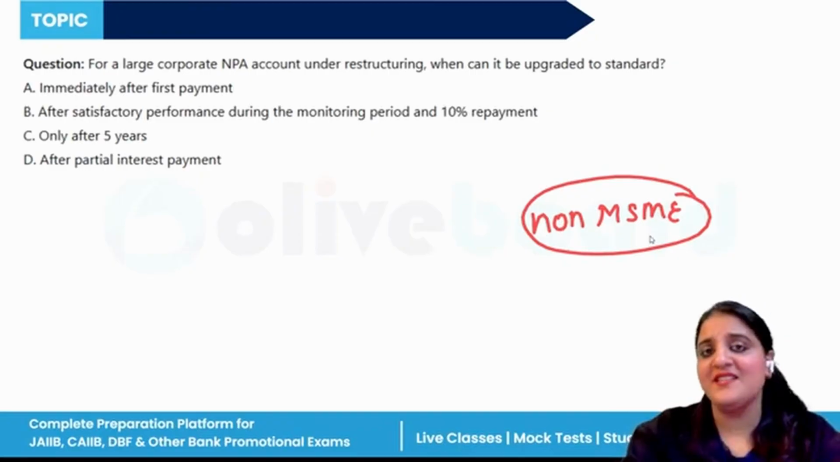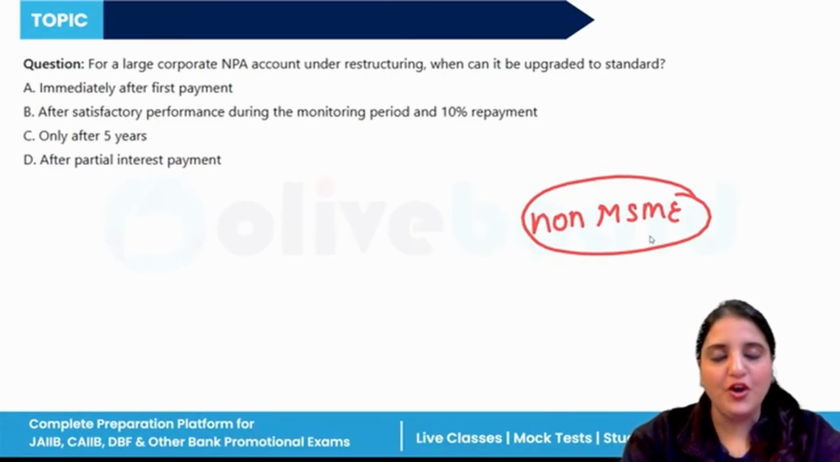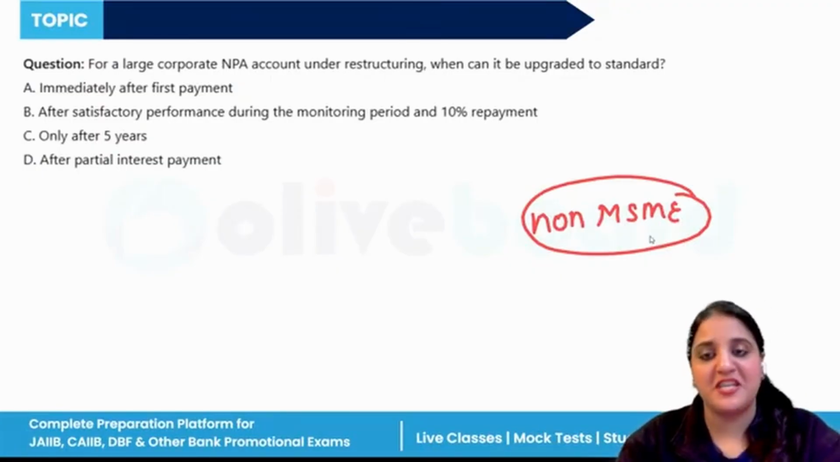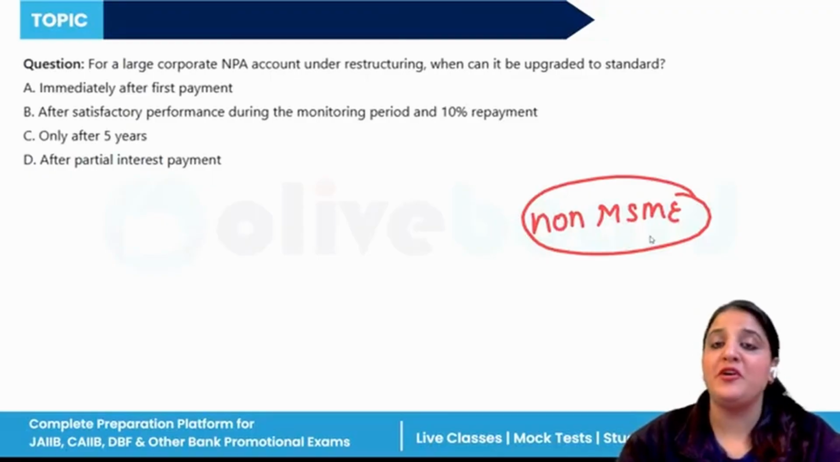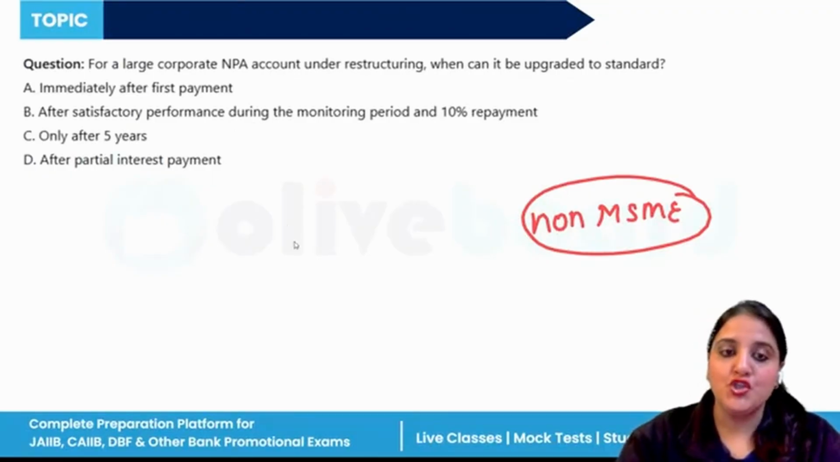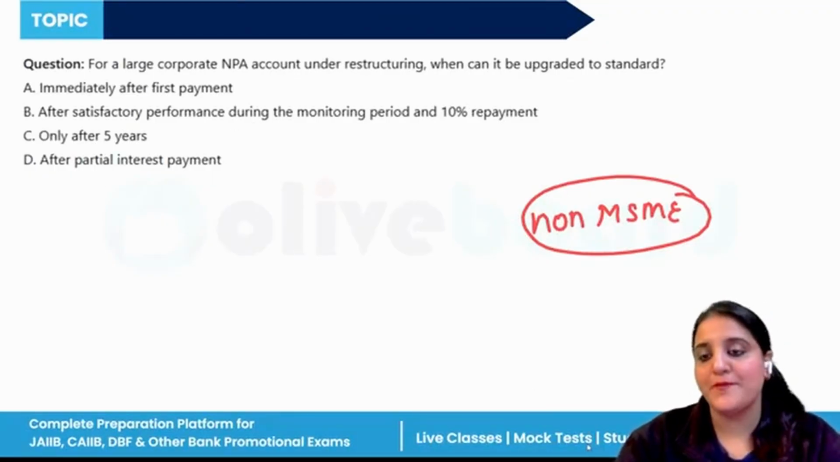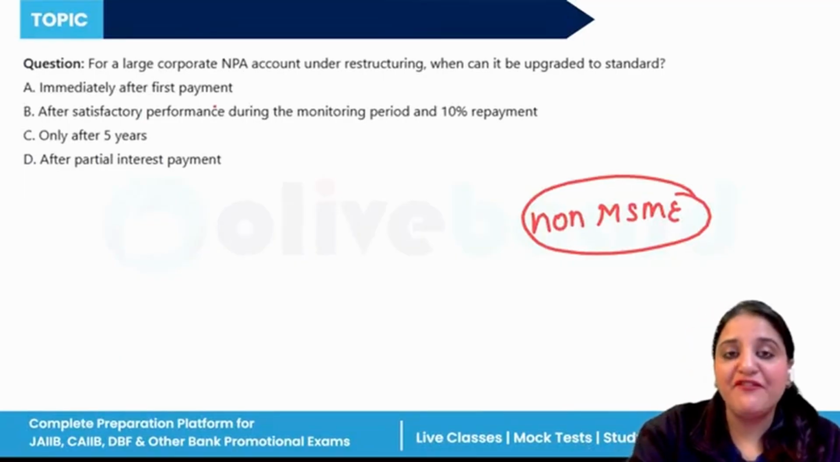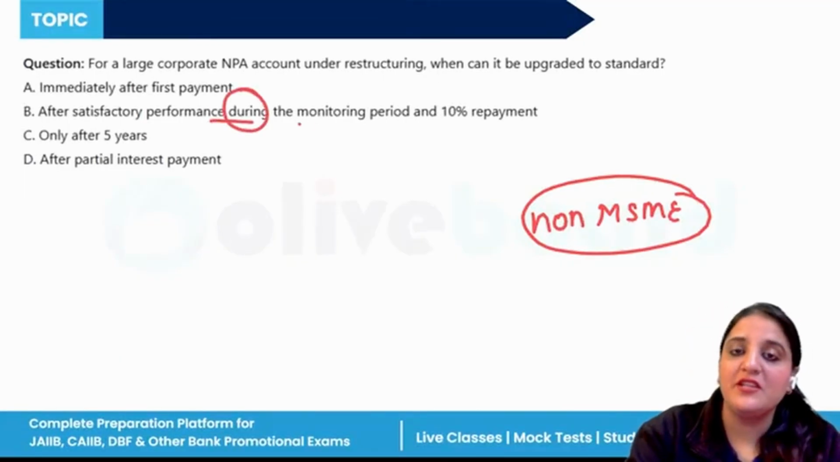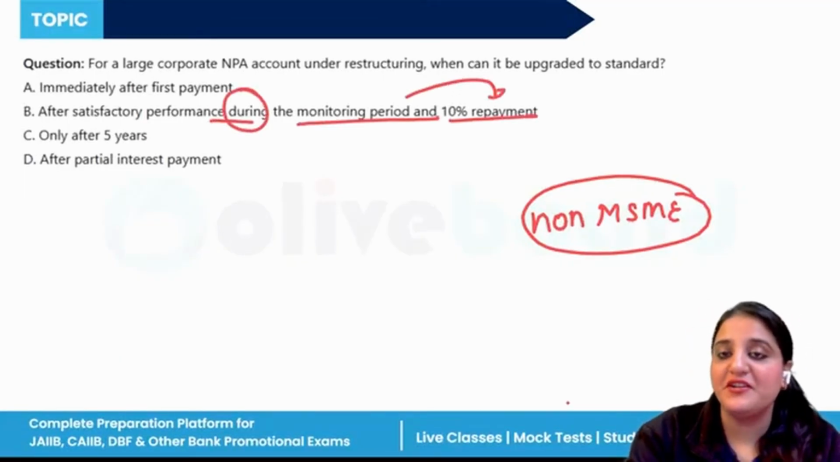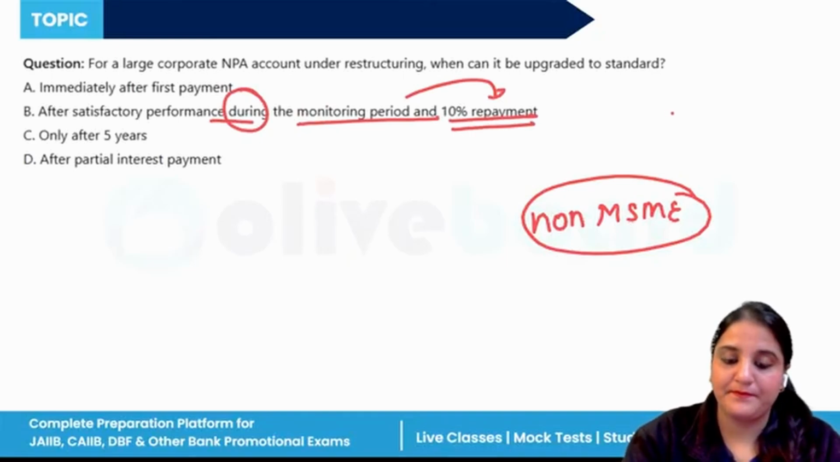RBI specifies that. All the facilities must show satisfactory performance and at least 10% of principal plus capitalized interest must be repaid. A minimum of 1 year monitoring is mandatory. So the correct answer is option B here, that is, after satisfactory performance during the monitoring period and 10% of repayment. So option B is correct here.